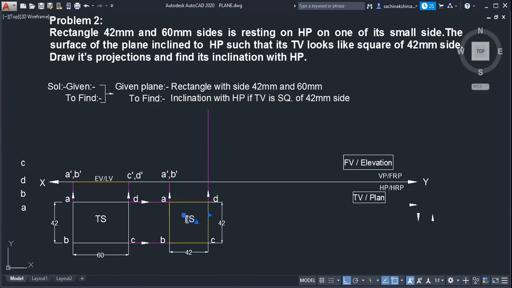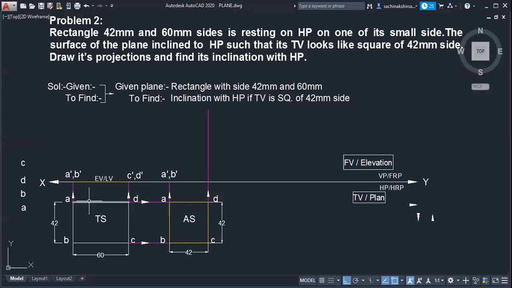In your compass, you have to take a distance equal to A dash B dash to C dash D dash. Put one end of your compass at point A dash B dash, and take the distance equal to A dash B dash to C dash D dash. Take that distance and put one end of your compass here. You have to mark on the projector line of C dash D dash.